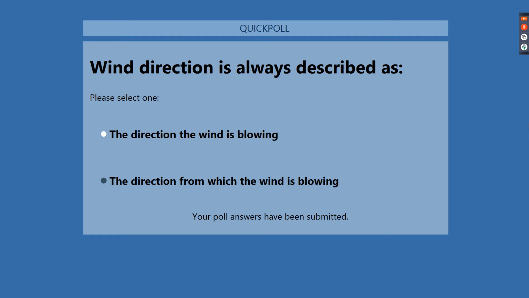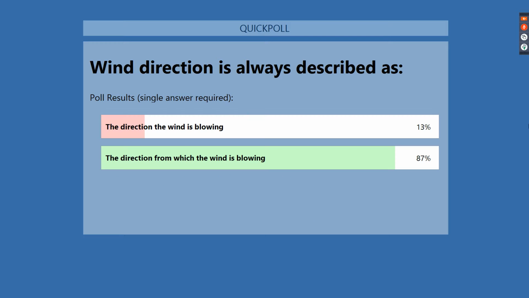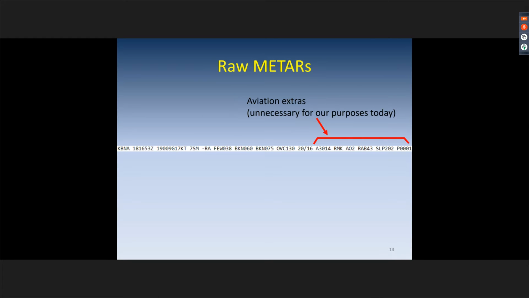Okay, so I'm going to share the results, and good. Just about everybody picked up on what I was talking about. Wind direction is always described as the direction from which the wind is blowing. So with our example that we were looking at for the raw METAR, 190, that's the direction from which the wind is blowing.